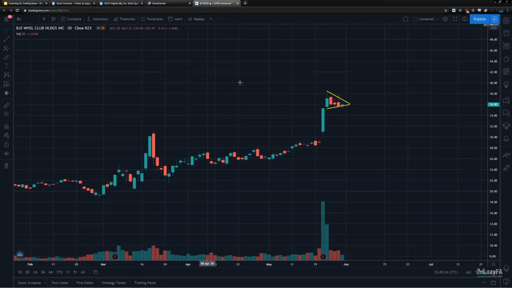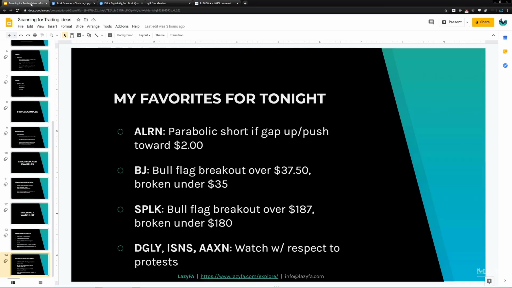Because remember, we're trading for short-term gains. We're not making a long-term 10-year investment, right? This is just to make a quick buck and then get out. So if it doesn't work, it doesn't work.